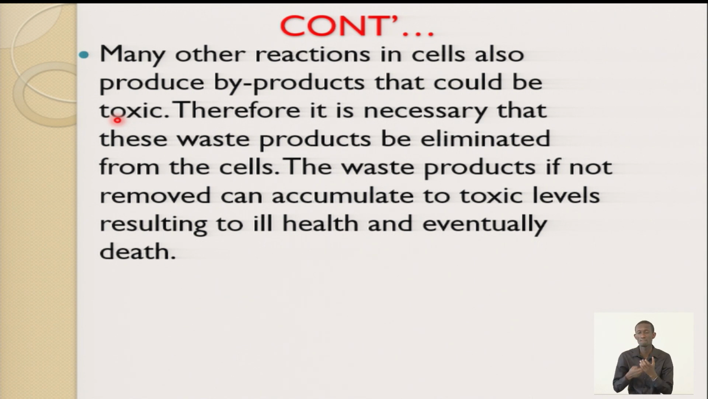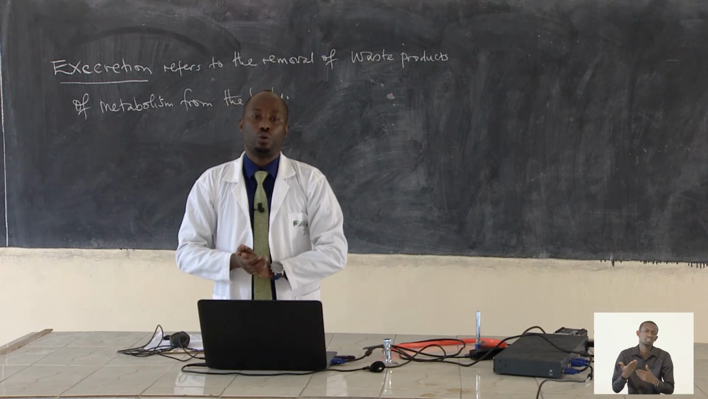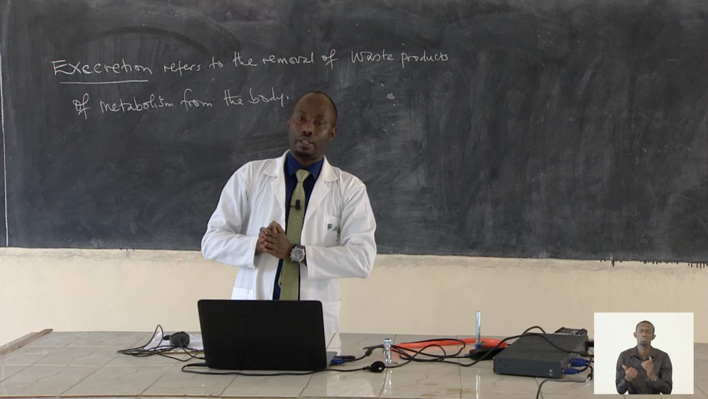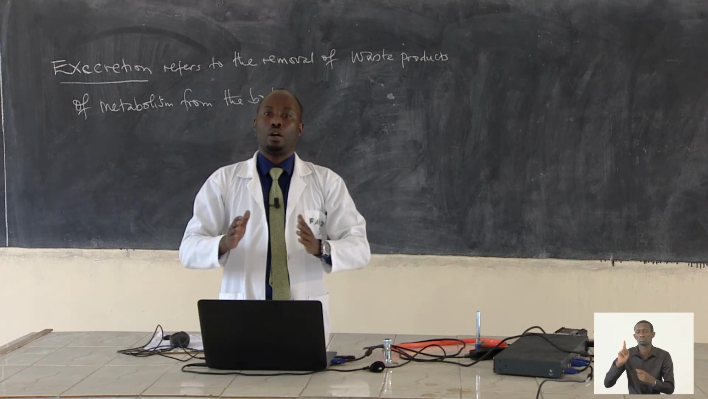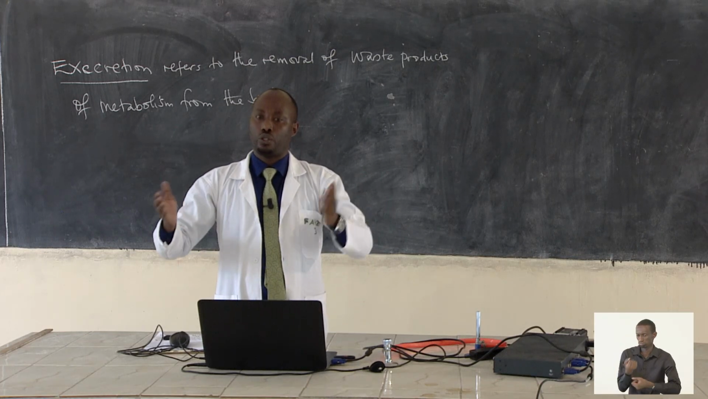Because if they are toxic to the cells, they can affect the functioning of the cells and eventually can also cause the cells to die. So we try to avoid waste product accumulation in the body cells. They have to be removed because once the level of toxic substances is very high, it can eventually lead to death, cause the death of some of the cells, and even cause malfunctioning, poor functioning of the cells.